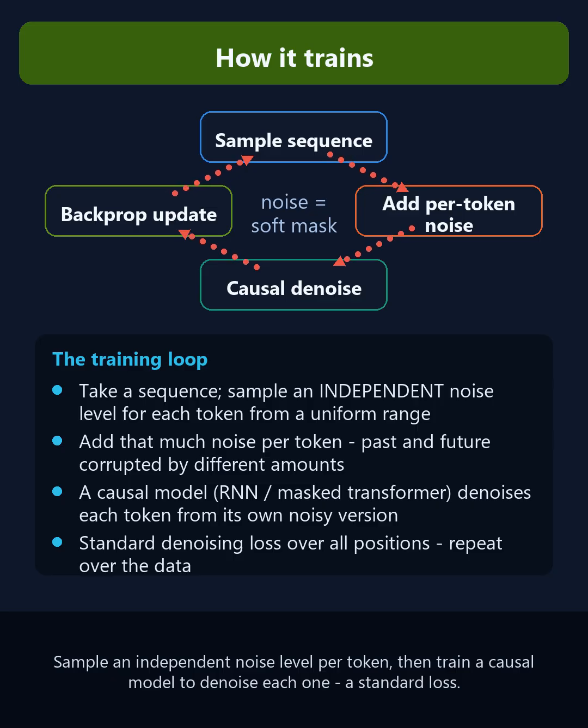Training is one clean loop. Take a sequence, then sample an independent noise level for each token from a uniform range. Add that much noise to every token, so past and future are corrupted by different amounts. A causal model, an RNN or a masked transformer, denoises each token from its own noisy version and its history. The loss is standard denoising, and you simply repeat over your data.